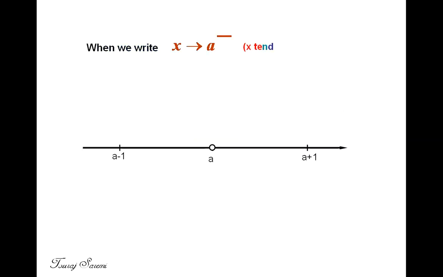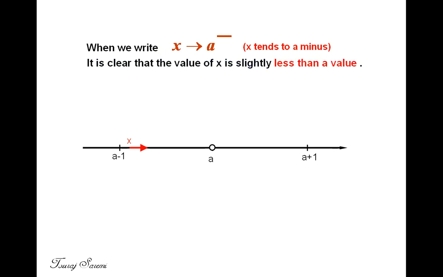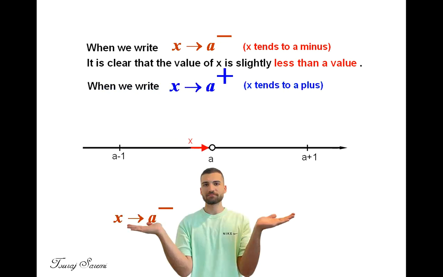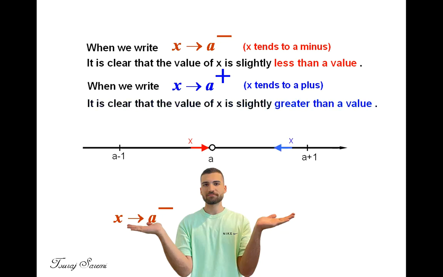When we write this, it is read as x tends to a minus. It is clear that the value of x is slightly less than a. When we write this, it is read as x tends to a plus. It is clear that the value of x is slightly greater than a.